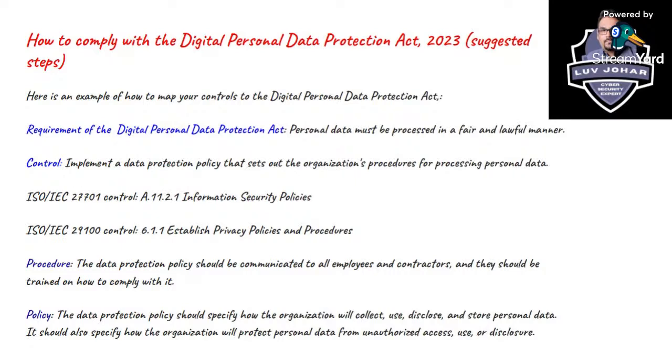That's why I said, if you already have these frameworks and guidelines in place, it will help you do the control mapping. Then how is the procedure? What should you do now? The procedure here is to make sure that the data protection policy is communicated to all your employees, contractors, third-party suppliers, or anybody who is part of the stakeholders of your organization, and that they are trained on how to comply with this policy. The data protection policy should specify how the organization will collect, use, disclose, and store personal data. It should also specify how the organization will protect personal data from unauthorized access, use, or disclosure.